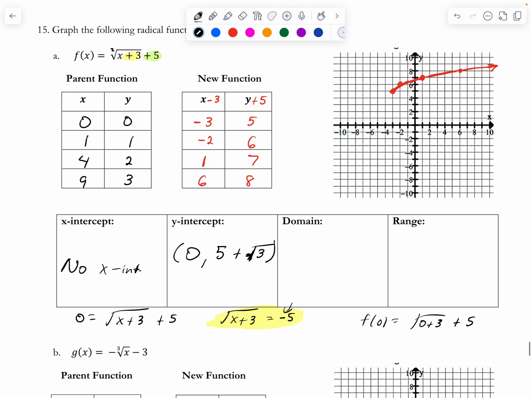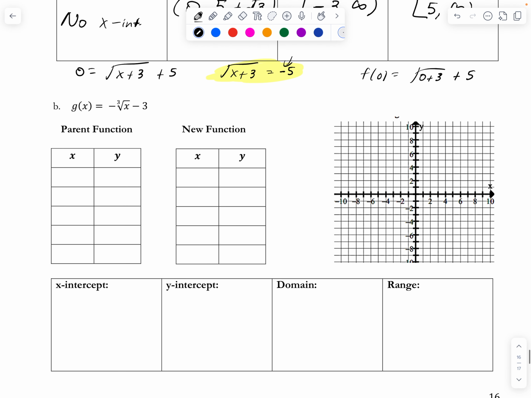All right, domain. My lowest x value is negative 3. I can plug in any numbers to the right of that. My lowest y value is 5, and I'll keep going up forever. So that is it for this square root.